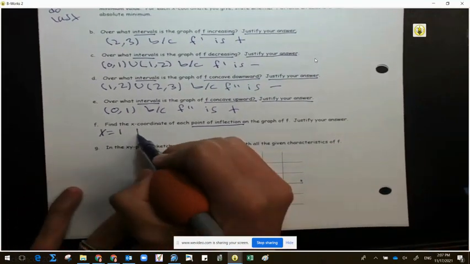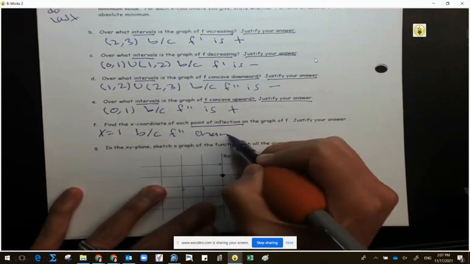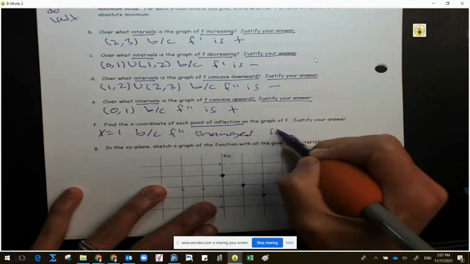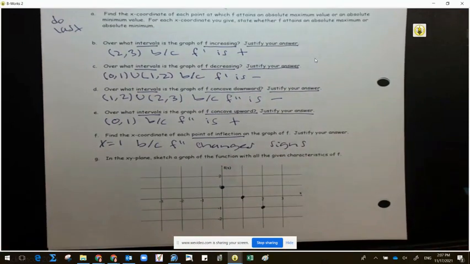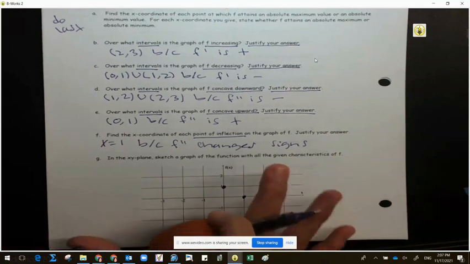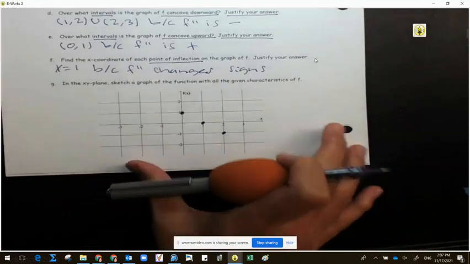And that's going to be because f double prime changes sign. If you want to even be specific and say f double prime is going from positive to negative or negative to positive, that's even better. But this will be acceptable. All right, is everyone good with this? Now let's go ahead and graph everything about what we have.